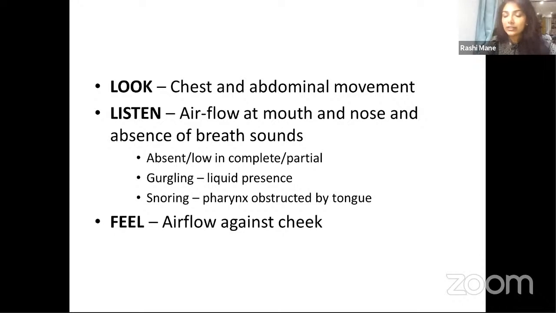And lastly, you want to feel. So you want to feel the airway against your cheek. So you want to sit there for 10 seconds. I know this sounds really strange, but you want to put your cheek to the mouth or nose, and you want to feel the airway or the breathing. Another way to avoid putting your face there, especially in COVID times, is you can put a metal spoon or something, and you want to see that misting.